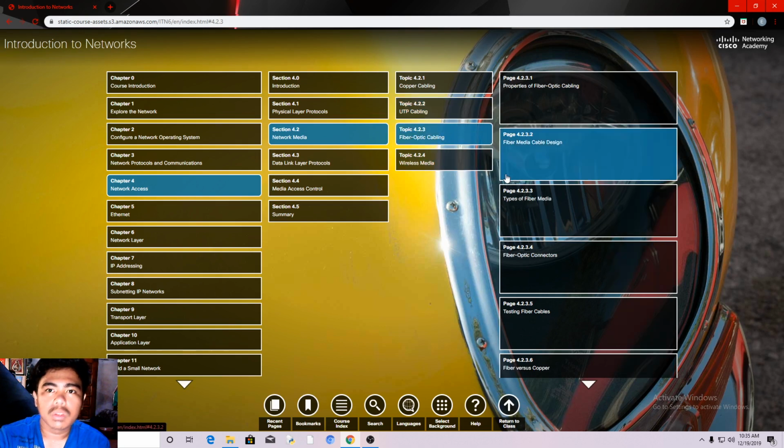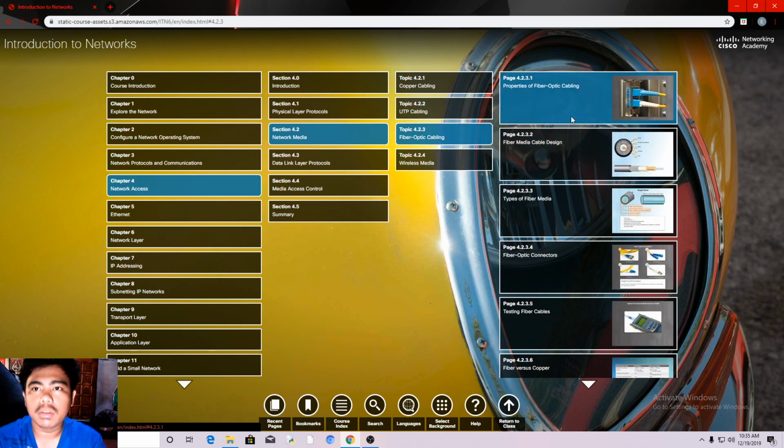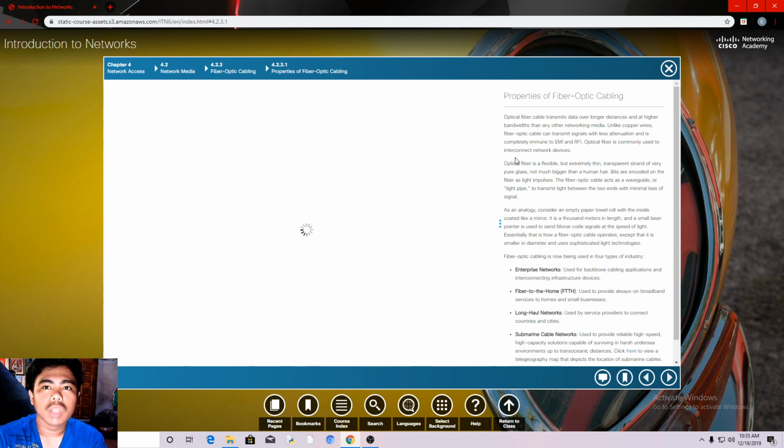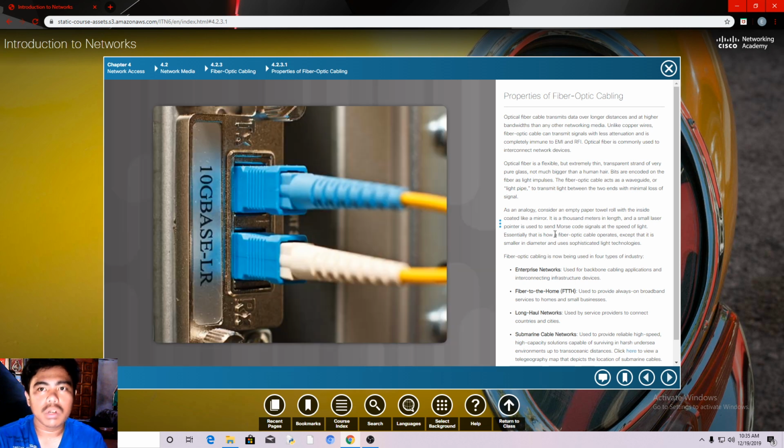So let's go with the fiber optic cabling. Here we have the properties of optic cabling, and an example of the ports of the optic fibers. As you've noticed in this picture, the transfer rate is 10 gigabits. It is possible that this is the maximum.